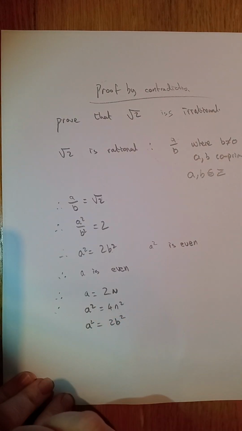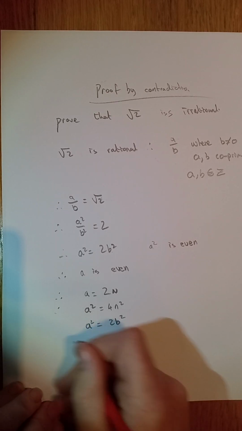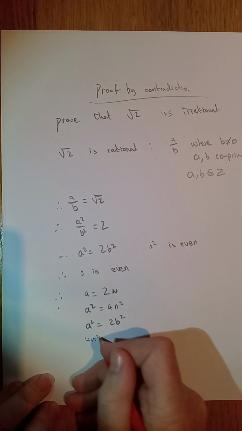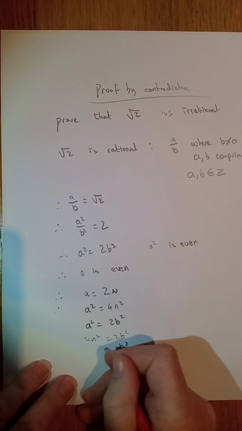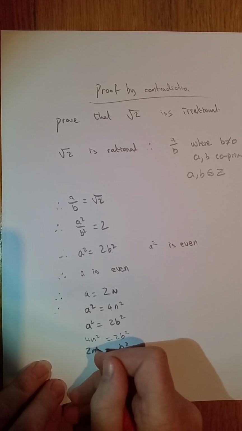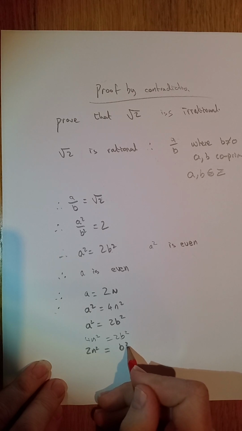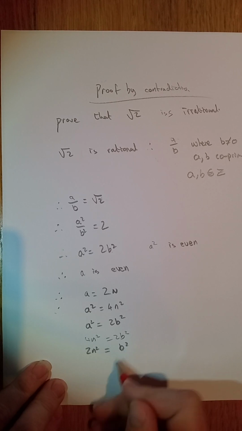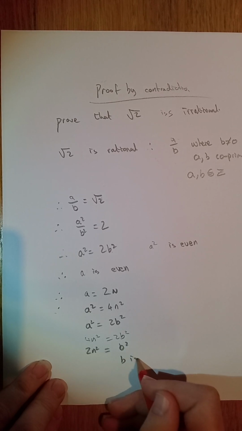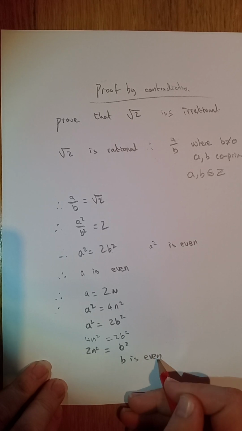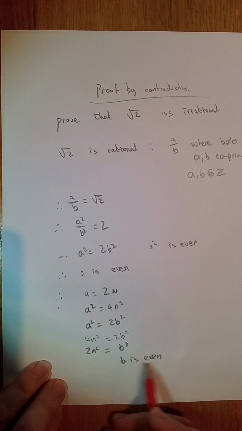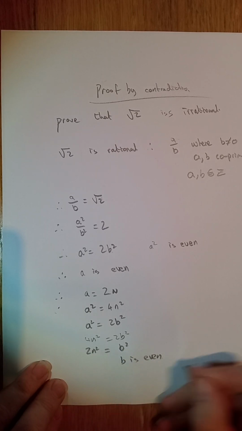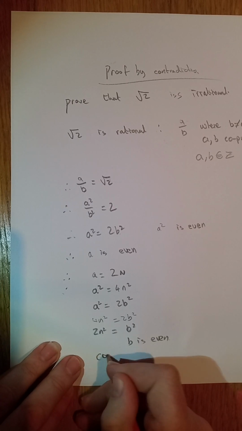So, using our logic, 4n squared is equal to 2b squared. That means b squared is equal to 2n squared. That means, and we can see the same thing that's going to happen here, that b is even. Why? Because any squared number that is even means the root of that number is also even. And there we have our contradiction.